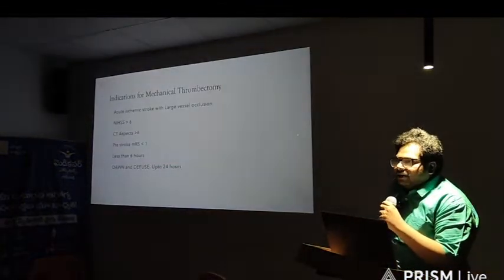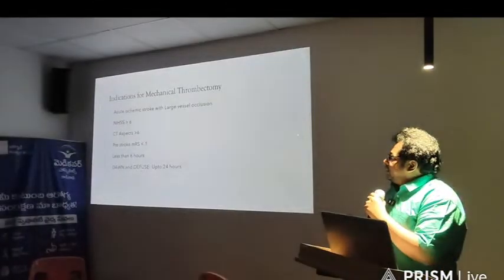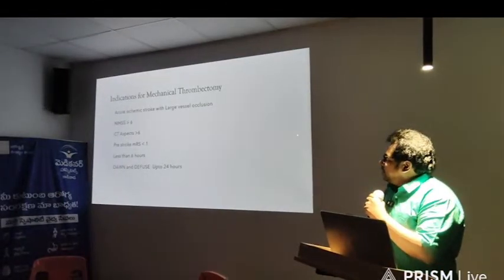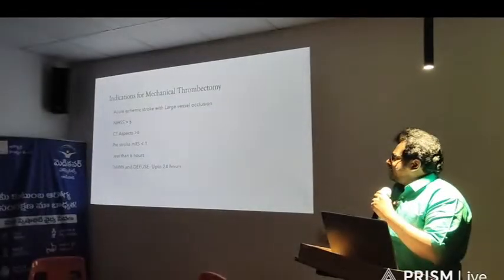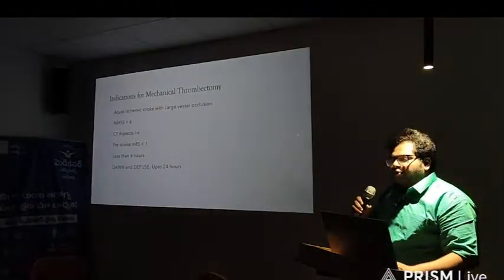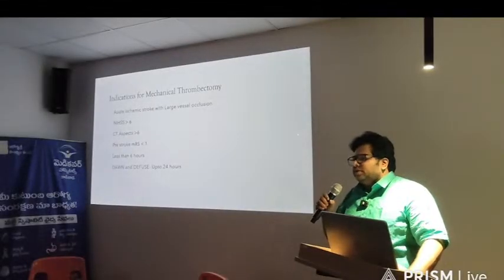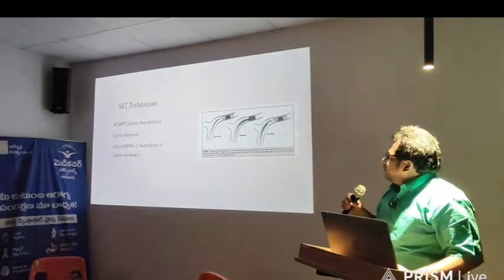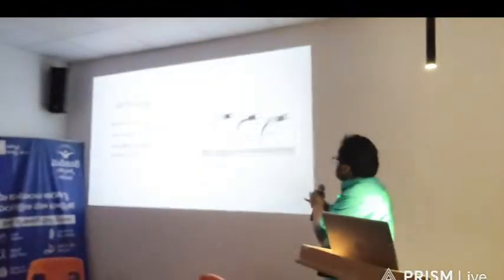Now what are the indications for mechanical thrombectomy? Acute ischemic stroke with large vessel occlusion, NIHSS more than 6, CT ASPECTS more than 6, and pre-stroke modified Rankin scale less than 1, which calculates the disability. DAWN and DEFUSE selected patients up to 24 hours, but in our center we are giving only up to 12 hours because we don't have any perfusion imaging.